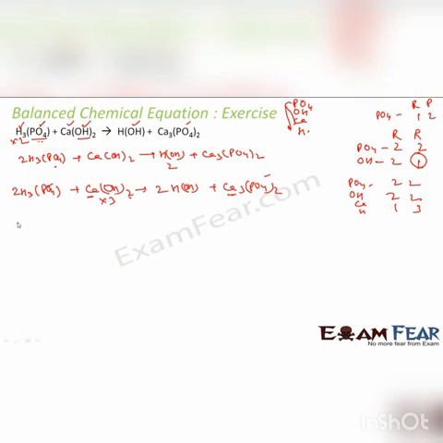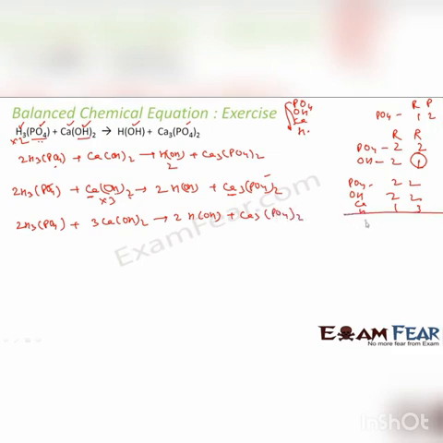Correct? Because it's not balanced. So what you get is 2H3PO4 plus 3Ca(OH)2 gives 2HOH plus Ca3(PO4)2.